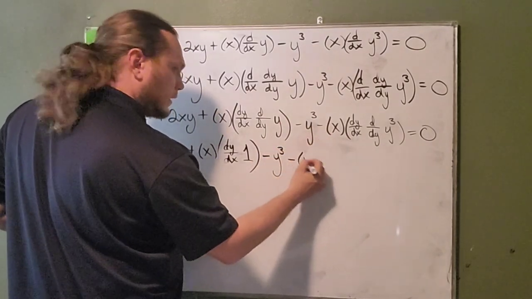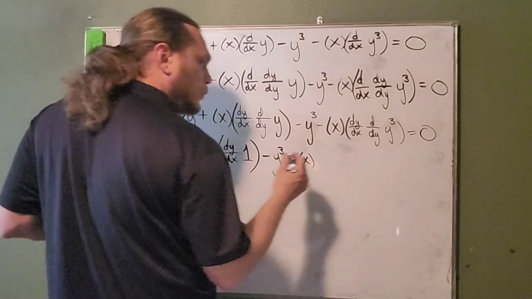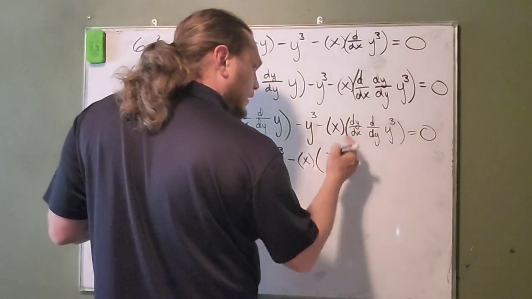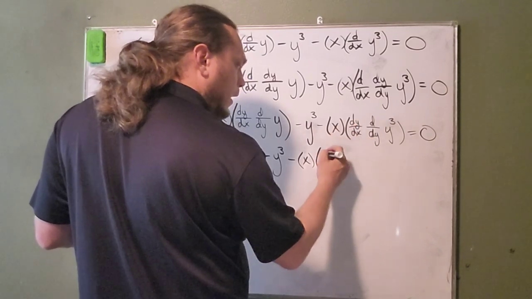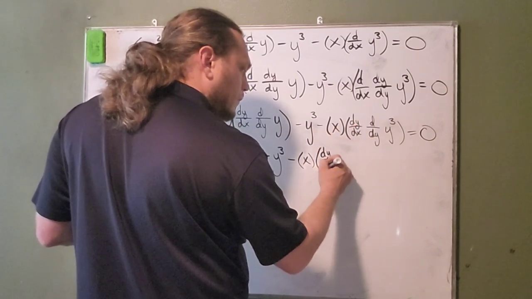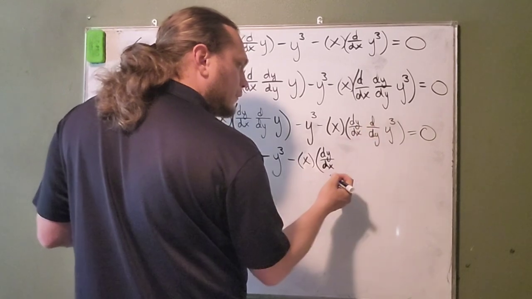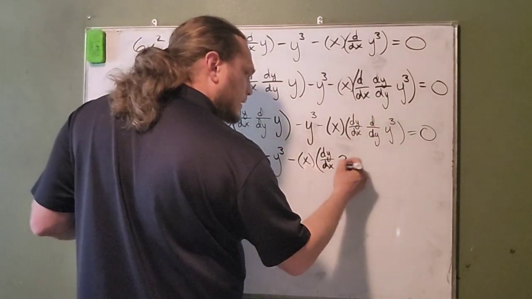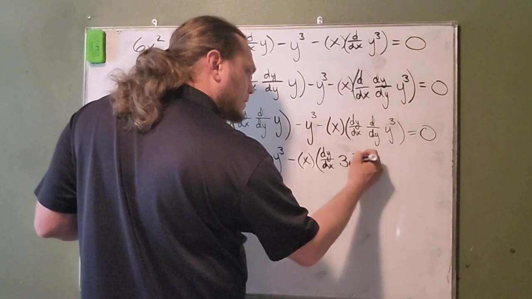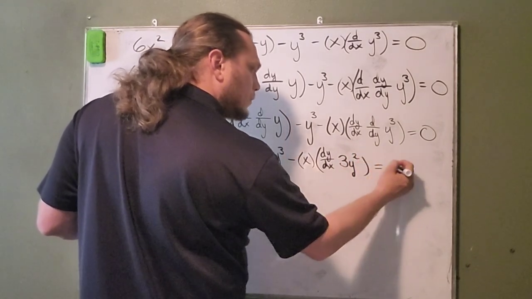Minus, and again, we're going to keep the x in the parentheses just for one more term. And then here, we're going to take the derivative with respect to y. So we get the dy dx comes through. Then we take the derivative with respect to y of 3y. This is power rule, and that's going to give us 3y squared. And that's equal to 0.